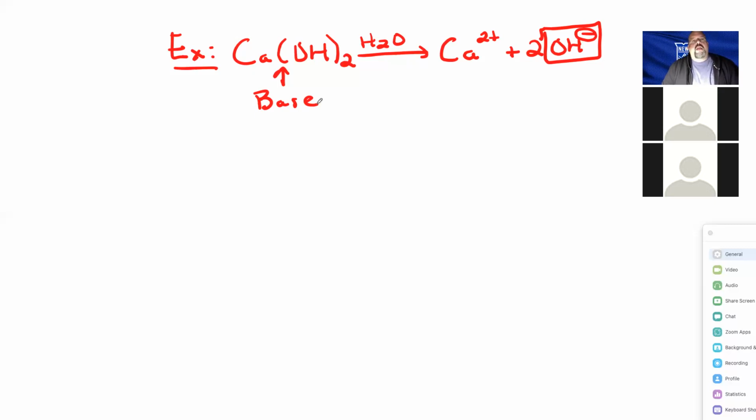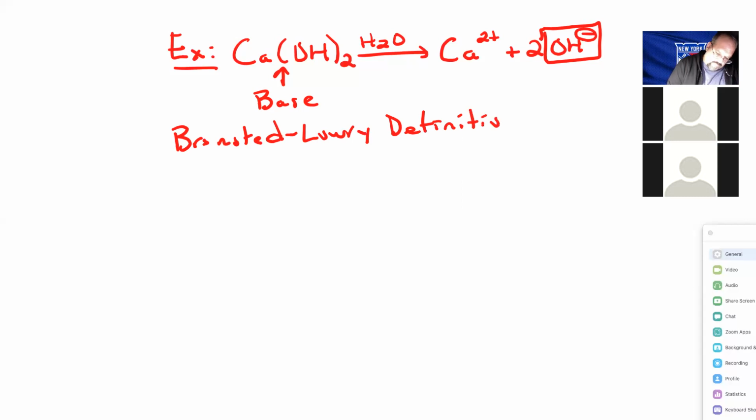Okay. The second definition of acids and bases that we have to become familiar with is the Bronsted-Lowry definition. Okay. A couple things about the Bronsted-Lowry definition as compared to the Arrhenius definition in general. First off, the Bronsted-Lowry definition is more expansive than the Arrhenius definition. There are more substances that fit the category of being an acid or a base in the Bronsted-Lowry definition than there is in the Arrhenius definition.